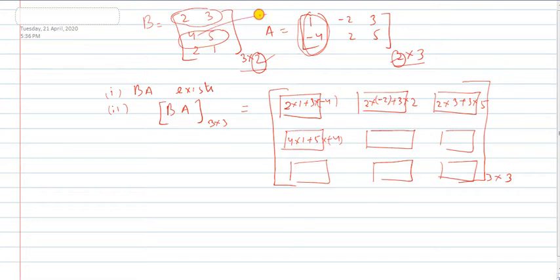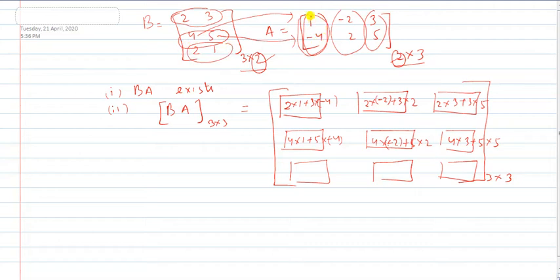So 4 will be multiplied by 1 and 5 will be multiplied by minus 4. Second row and second column: 4 into minus 2 plus 5 into 2. Secondly, second row and third column: 4 into 3 plus 5 multiplied by 5. Similarly, come to the third row.